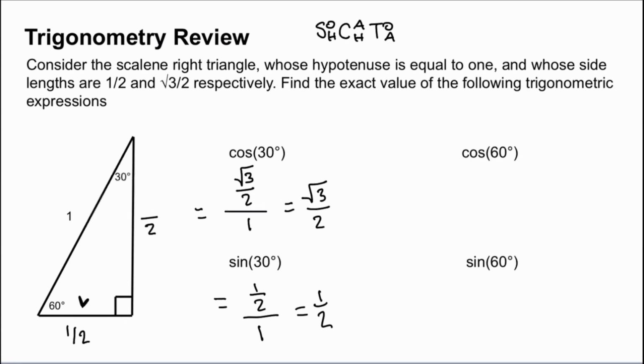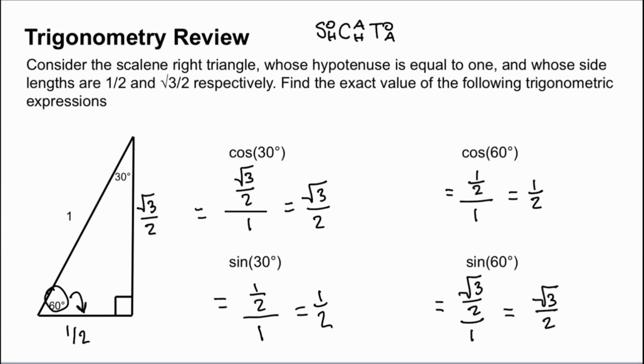Now let's move on to our 60-degree angle. I'm going to circle this, cosine of 60. We're going to look at the side length adjacent to it, which is 1/2, over our hypotenuse, which is 1. So this is going to be 1/2. And with sine of 60, we're going to look at the side length opposite of the angle, which is the square root of 3 over 2, over 1 for our hypotenuse. This is the square root of 3 over 2.